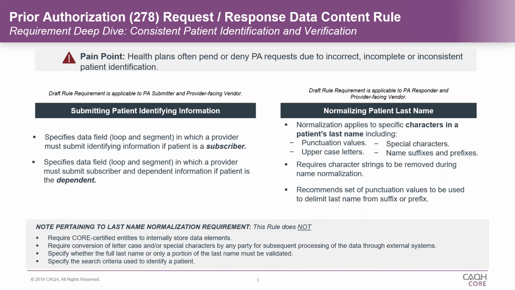On the bottom of this slide, you'll see what is out of scope for this rule requirement. The requirement does not require core certified entities to internally store data elements, require conversion of lettercase and/or special characters by any party for subsequent processing of the data through external systems, specify whether the full last name or only a portion of the last name must be validated, or specify the search criteria.